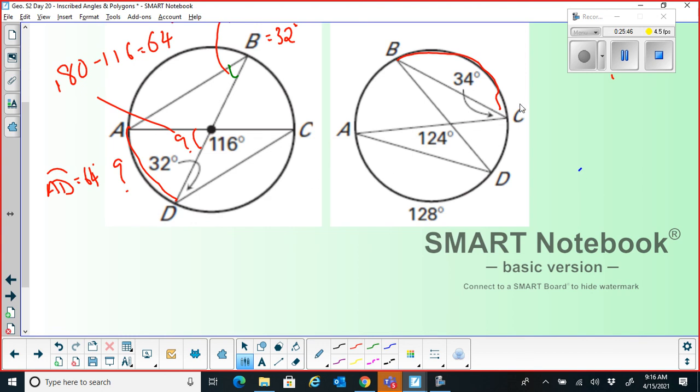As this is 34 degrees, the corresponding intercepted arc is AB. AB is going to be twice 34 degrees, from the previous theorem that we studied. The measure of the arc will be twice the inscribed angle. So twice 34 is 68 degrees. So this is 68 degrees.